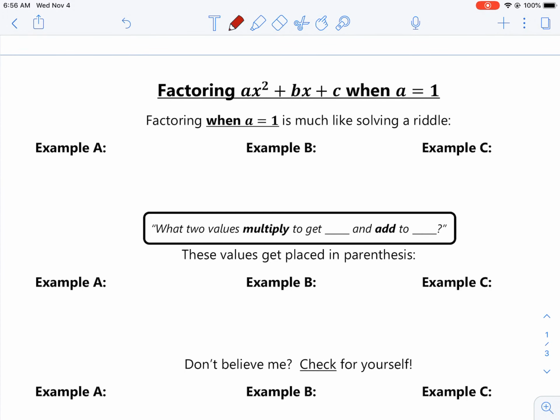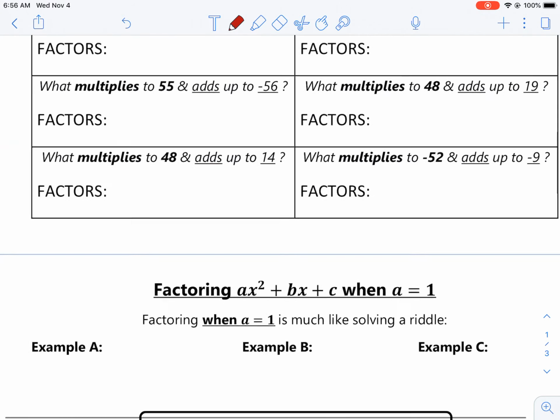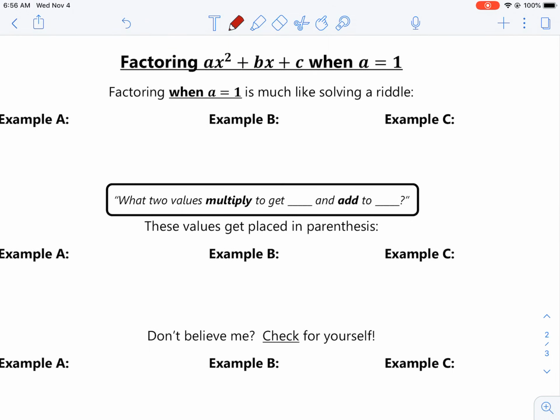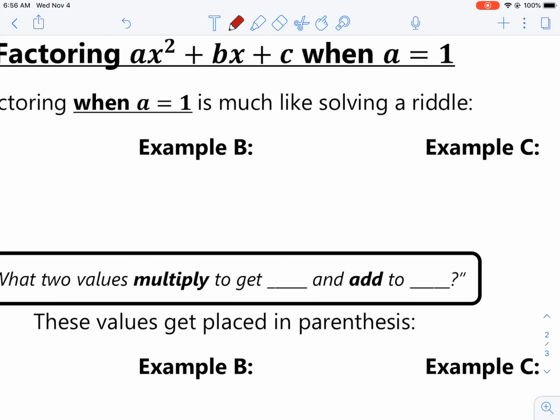Then we get to factoring, all right? So factoring is very much like what we just did above. That's all factoring is when a equals 1. If you remember, this is our quadratic standard form, okay? So what you're doing is you're finding what values multiply to get C and add to get B, all right?